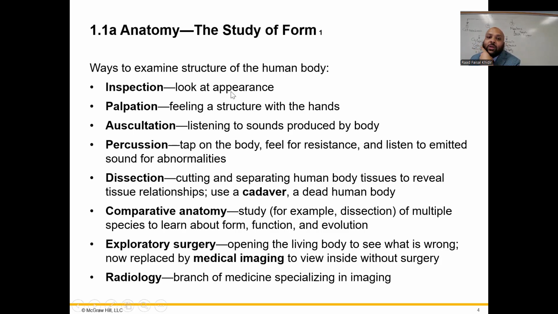Okay, so what are the ways to examine the structure of the human body? Back in the day, they thought that anatomy was just what you see. They thought what exists is what we see with our eyes. We see a cow, there's a cow. We don't see bacteria, there's no bacteria.